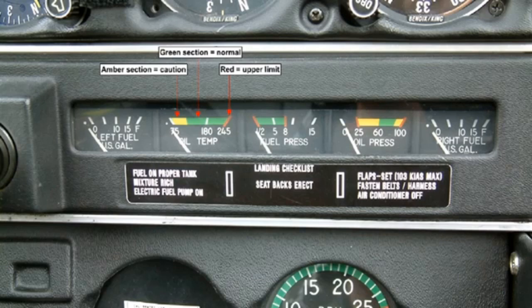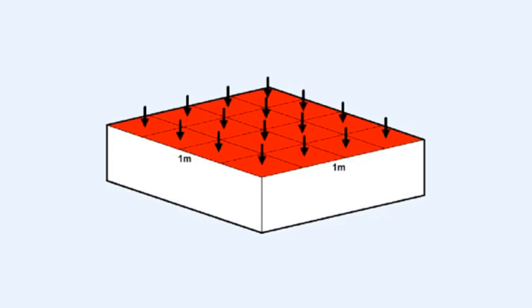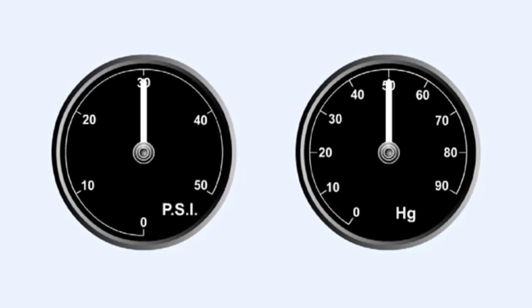Temperature indicators use coloured arcs to show their operating range. Green for normal, amber for caution, and red upper or lower limits. Pressure is defined as force per unit area. Pressure is normally indicated either as pounds per square inch or inches of mercury.